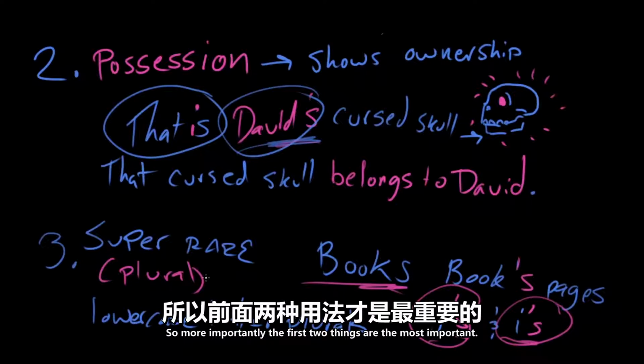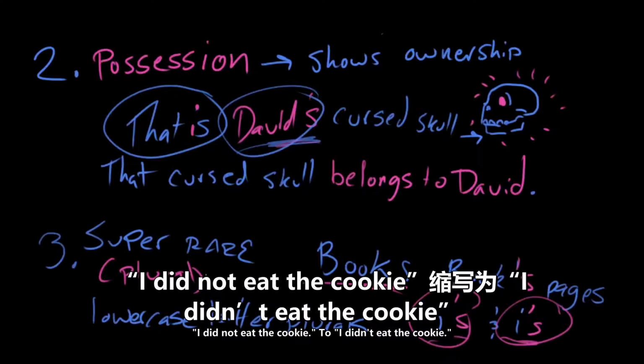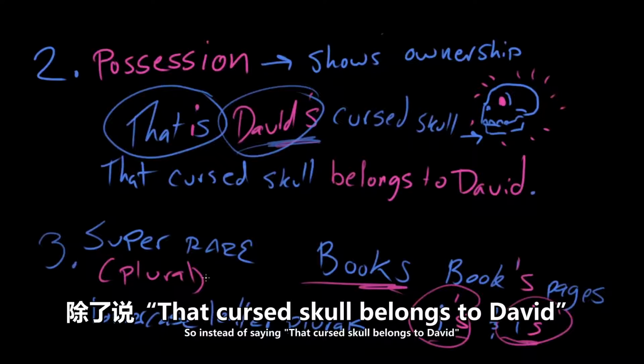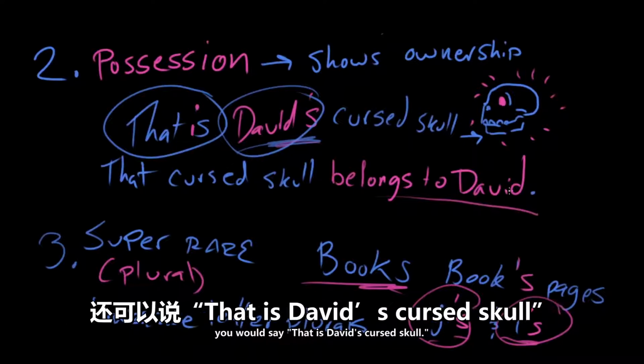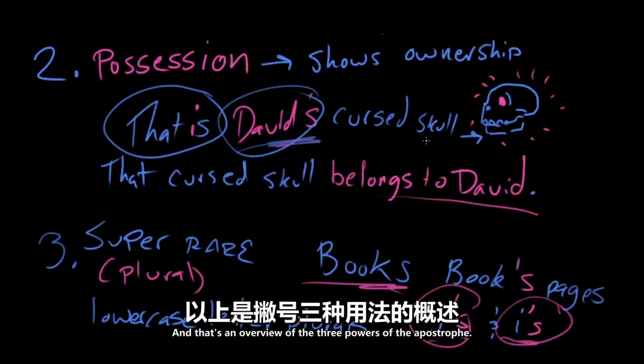Super rare. So more importantly, the first two things are the most important. Number one, contractions, making stuff shorter, like I did not eat the cookie to I didn't eat the cookie, and possession, showing ownership. So instead of saying that cursed skull belongs to David, you would say that is David's cursed skull. Exactly. And that's an overview of the three powers of the apostrophe.